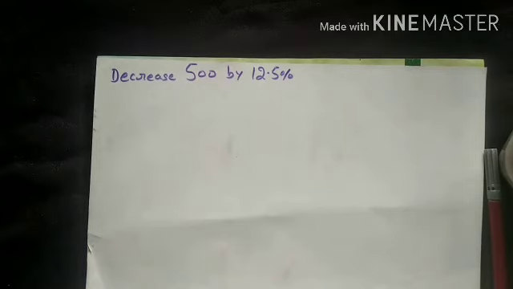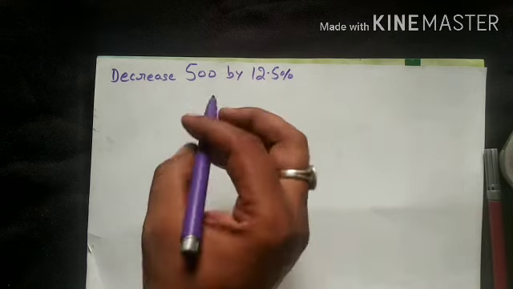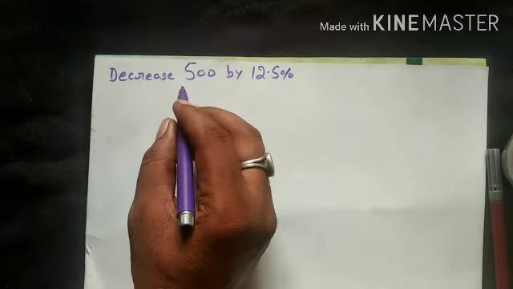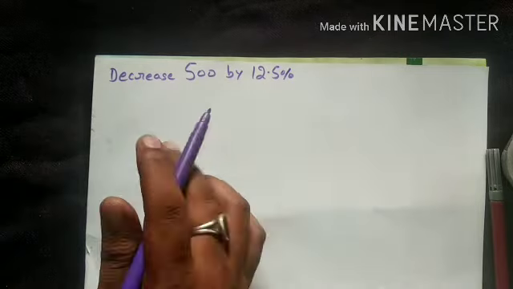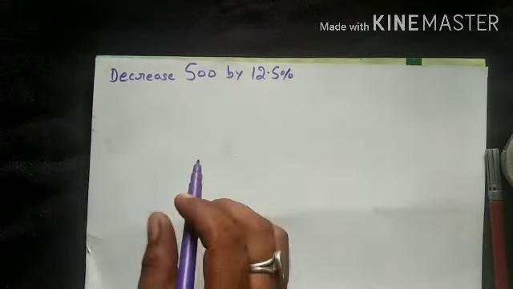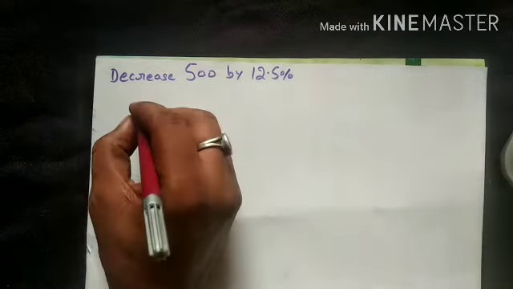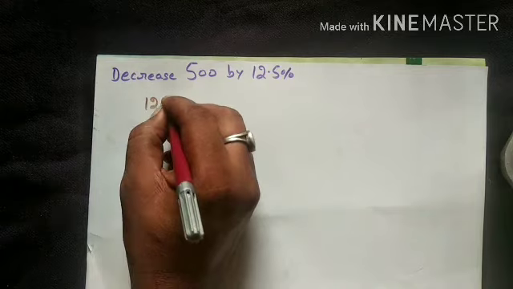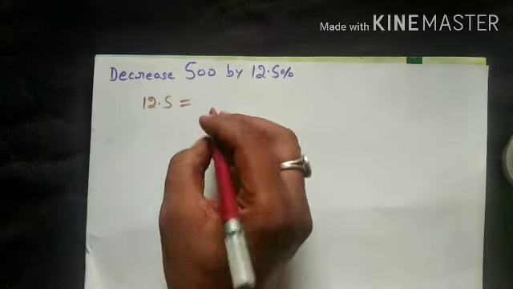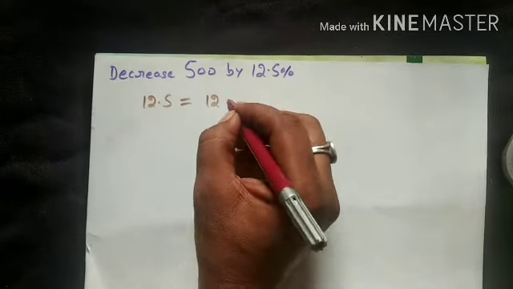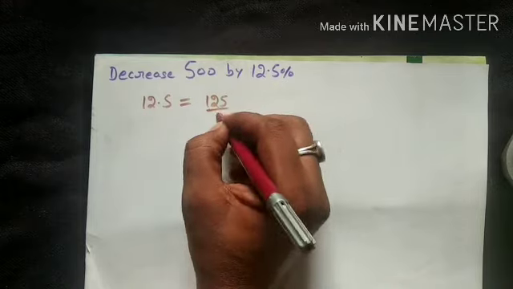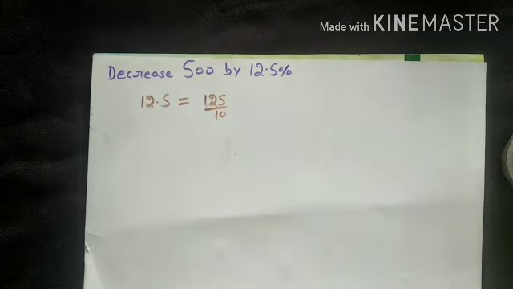Now in this question we have to decrease 500 by 12.5%. So you can see 12.5%. So what is the meaning of 12.5%? Firstly I will write 12.5. What is the meaning of 12.5? That is 125 over 10. Okay student.